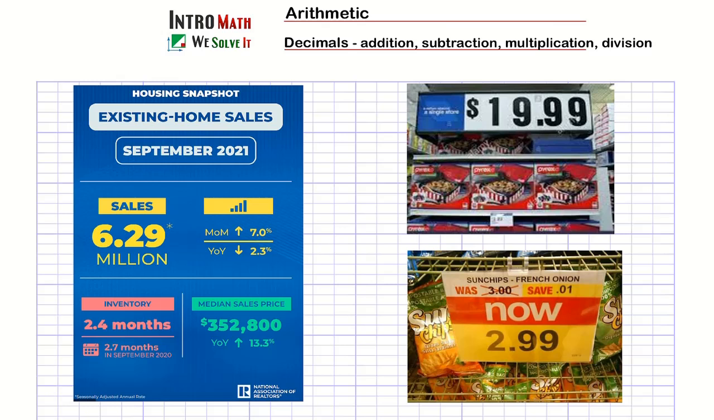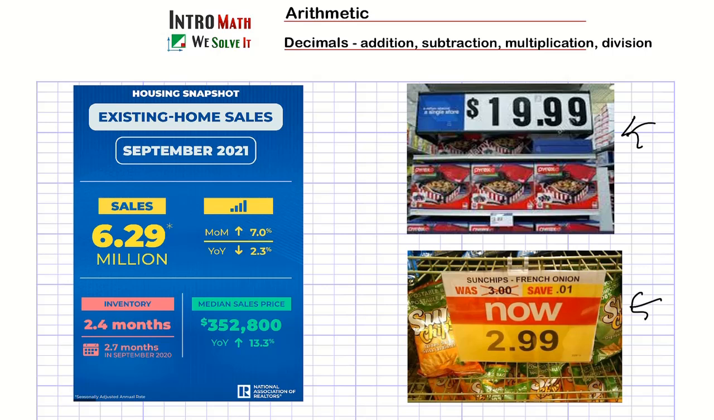Look on the right hand side, the image on top, this one here. You see the price of something. I think those are something, I can't figure out what they are. You said the price is 19.99. 19.99 is a decimal number. And look over here, this image. You see what it says? Some chips, French onion. The original price was $3. Now you save 0.01 cent. So the price now is $2.99. So that's decimal right there. Decimals everywhere.